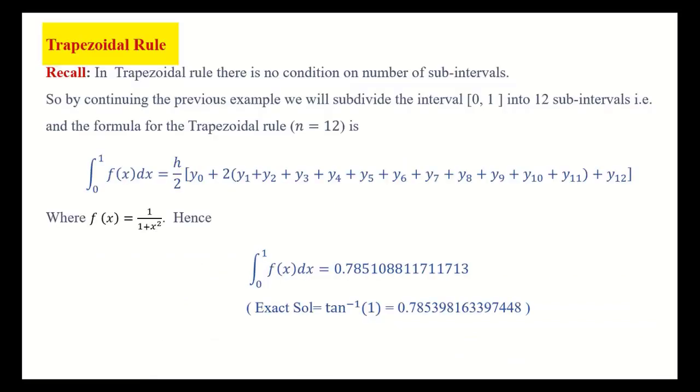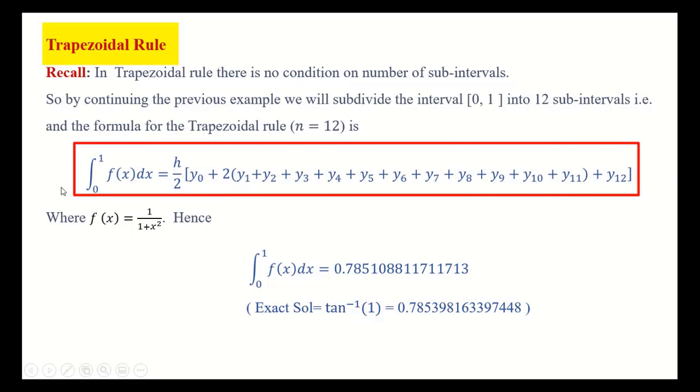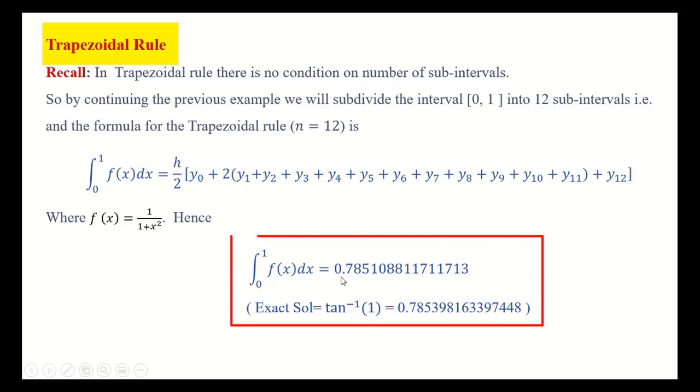Trapezoidal rule. In the trapezoidal rule, we have 12 subintervals, as we used for the previous scheme, the Weddle's rule. So here for n is equal to 12, we have the following formula. After using the values of the function as used before and after some calculation, we get the approximated solution 0.7851 and so on, and this is the exact solution.